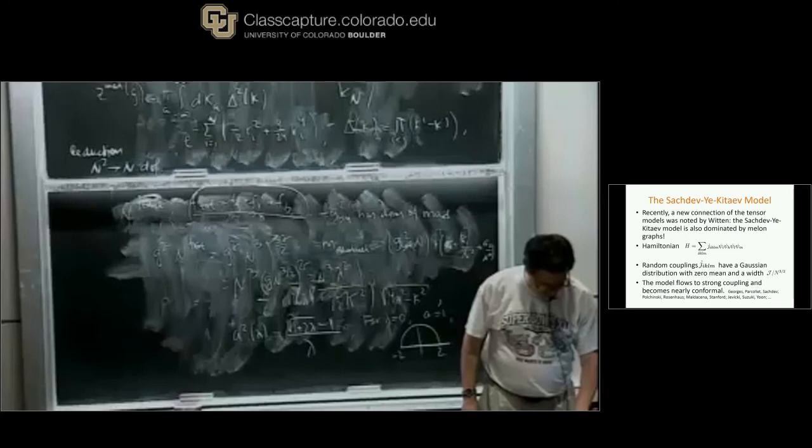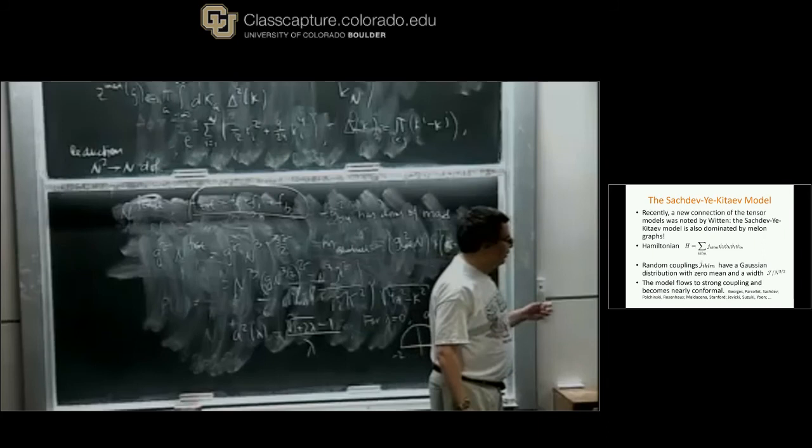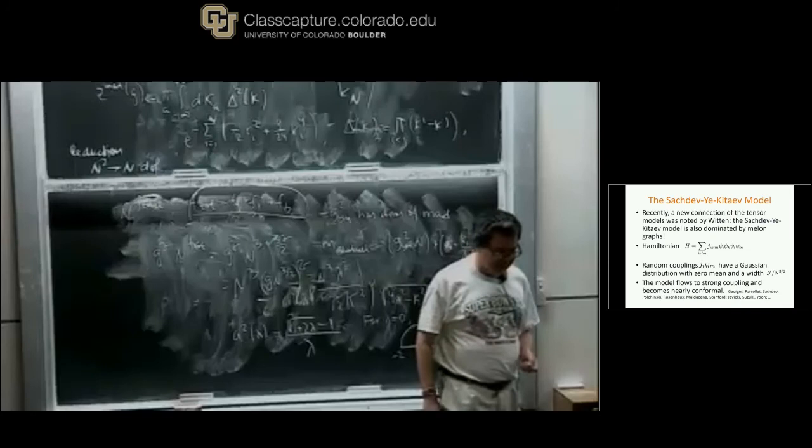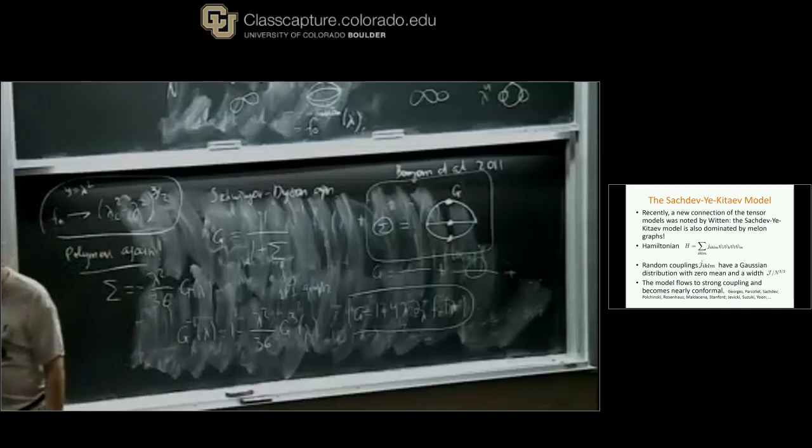And then just in the remaining couple minutes, I wanted to flash the model in d equal one dimension, the quantum mechanical model, which is equivalent to SYK. So far, I solved the d equal zero model for tensors, at least formally, right? In this large n limit.